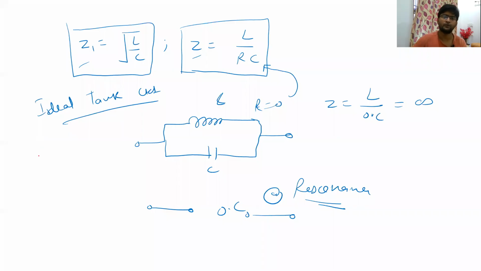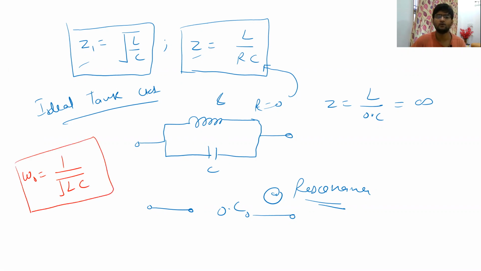And also, if you put the value of R as 0 in the resonant frequency formula, what you are going to get is omega naught equal to 1 upon under root LC. So the R term will be cancelled out and you will get, for an ideal tank circuit, your omega naught as 1 upon under root LC radian per second. So remember these things, they may come in many exams.